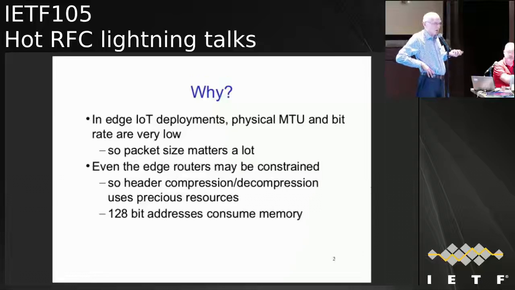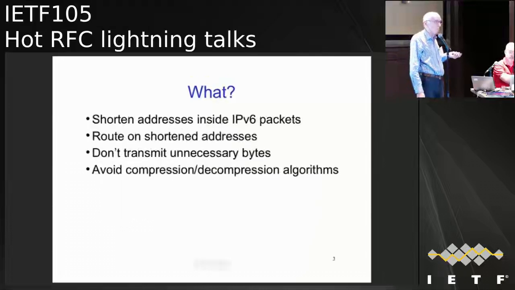Header compression and header decompression use resources. 128-bit addresses use memory. So for a certain class of routers, there is a strong case for both reducing packet size and reducing the header decompression and compression overhead. How? You do it by using shorter addresses, routing on the shorter addresses, not transmitting unnecessary bytes, and avoiding any fancy compression and decompression algorithms at the level of processing the IP header.